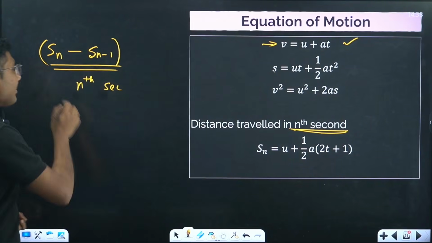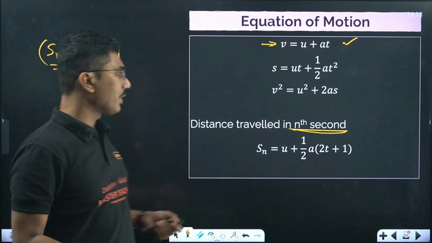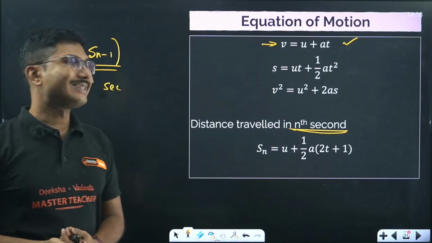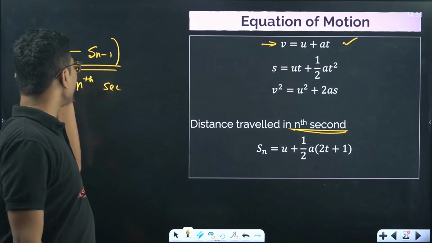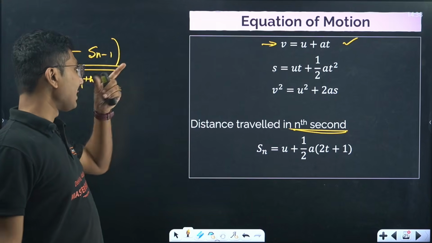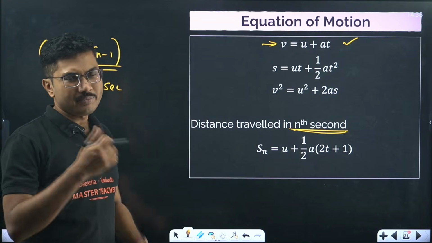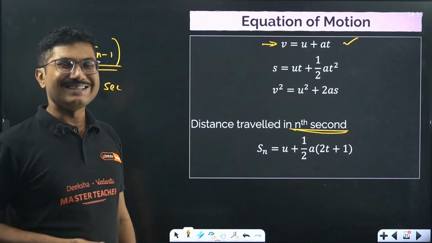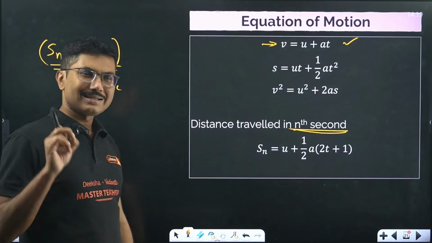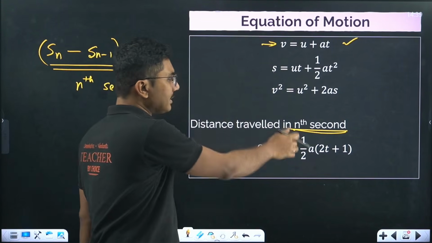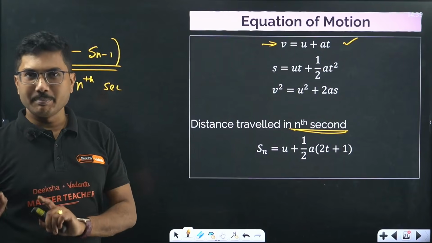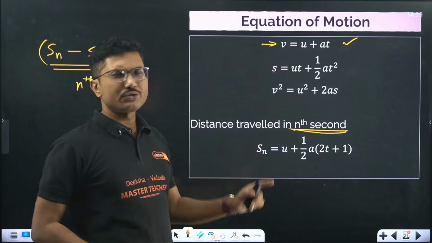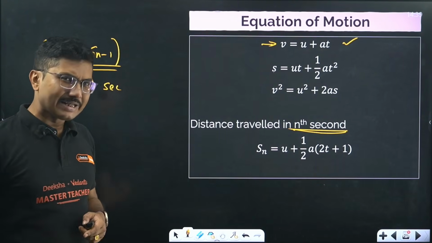To calculate that, we generally use this formula. This is the formula to calculate the distance traveled in the nth second. You use these formulas for n and n minus 1 and then find the difference between them. That will give you the exact distance traveled in the nth second. So this is a shortcut formula. Sometimes it can be handy to save some time. Mostly this formula came in JEE.